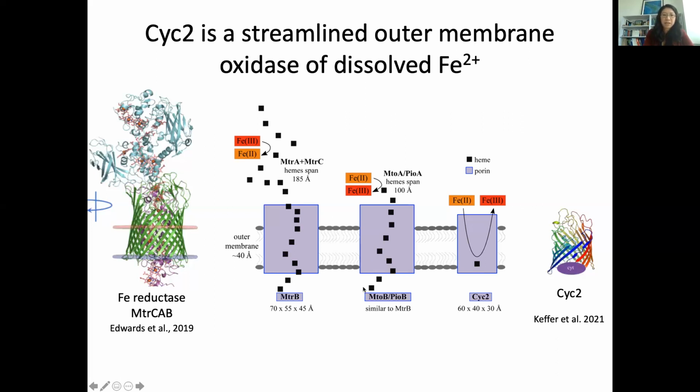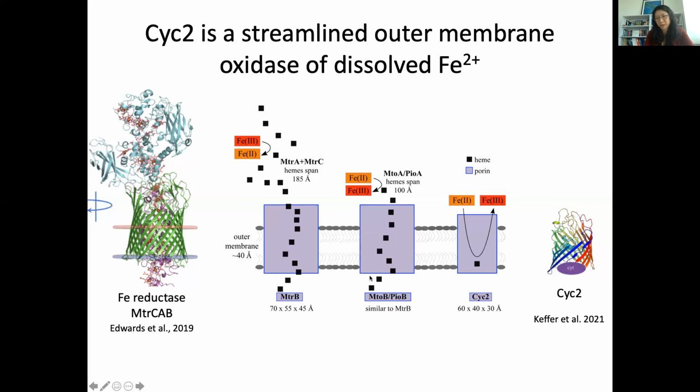These other multi-heme outer membrane cytochromes, which you may know from Shewanella, the metal reducer, MTR, CAB, are much larger and would require more investment by the cell. There is a posited iron oxidase. Actually, there's a known iron oxidase, the PIO-AB system from Rhodopseudomonas ferroxidans, that has been genetically verified. But there are these MTO-AB homologs that are thought to be iron oxidases.